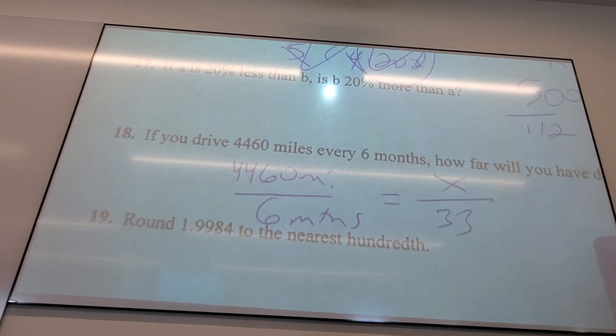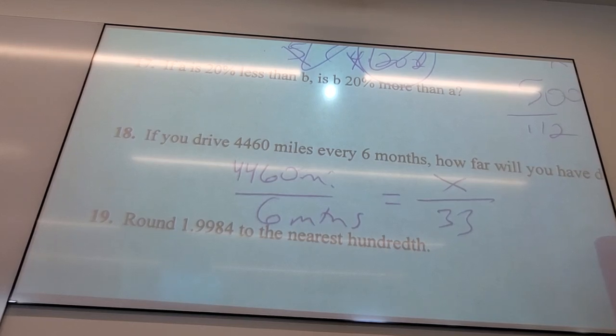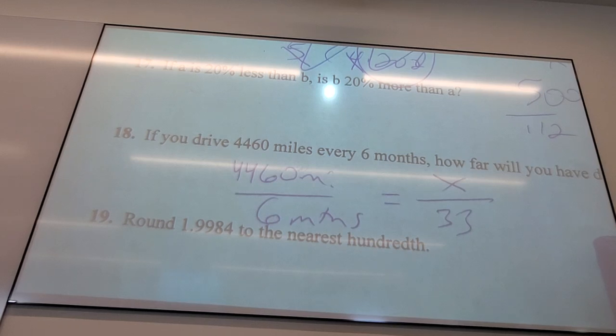20% of B is more than 20% of A. Yes? So if I take 20% of B and subtract it from B, that is more than taking 20% of A and adding it to A. It'll never get back. So here's one way you can do this.